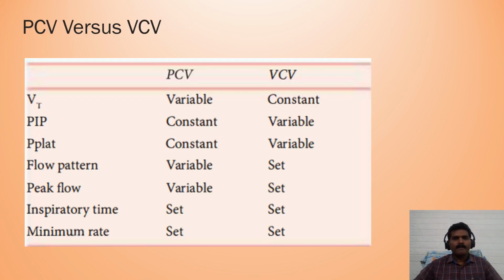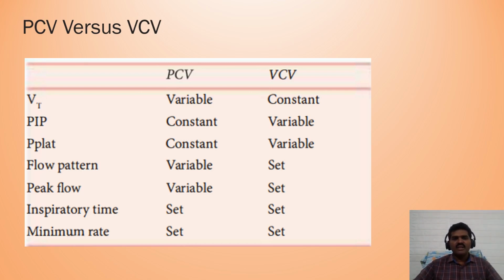So, the main differences between pressure controlled ventilation and volume controlled ventilation. In pressure controlled ventilation, VT is variable. In volume controlled ventilation, it is constant. Peak inspiratory pressure is constant in pressure controlled ventilation, variable in volume controlled ventilation. Plateau pressure is constant in PCV. It is variable in VCV. Flow pattern is variable in PCV. In VCV, it's set. Peak flow is variable in PCV. It is set in VCV.